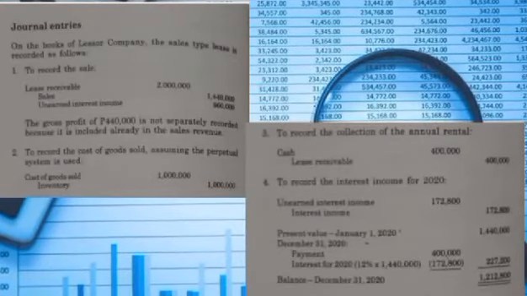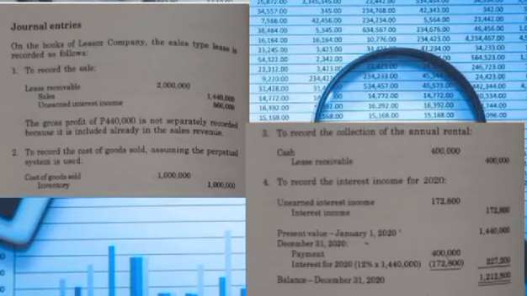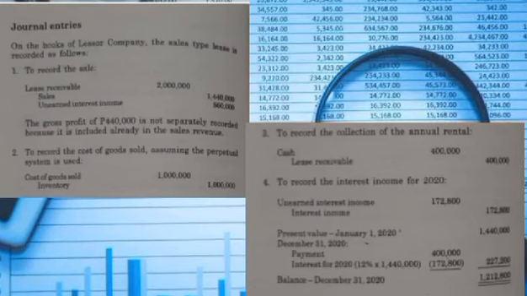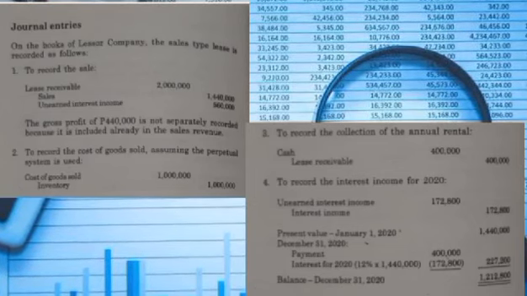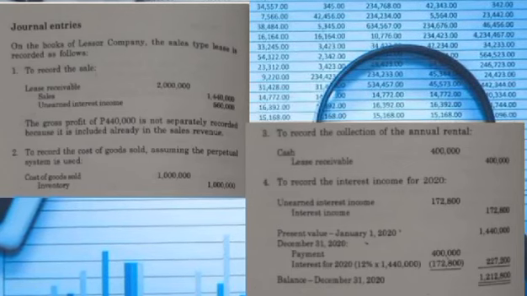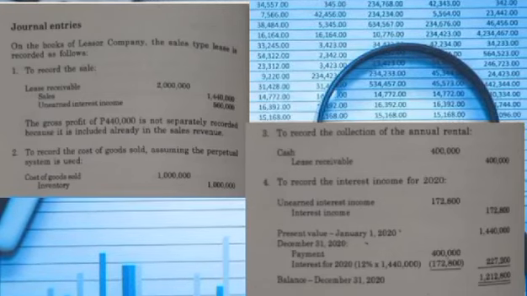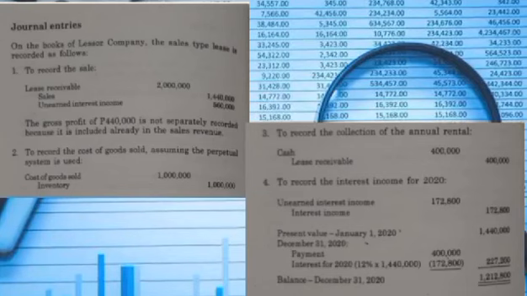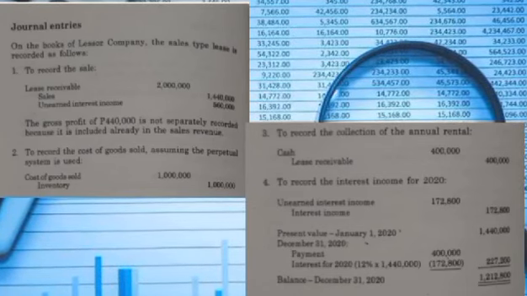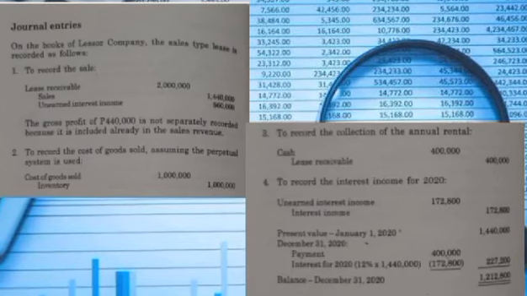Journal entries. On the books of Lessor Company, the sales type lease is recorded as follows. 1. To record the sale, lease receivable is 2 million and sales is 1,440,000. Unearned interest income is 2 million minus 1,440,000, which equals 560,000. The gross profit of 440,000 is not separately recorded because it is already included in the sales revenue.